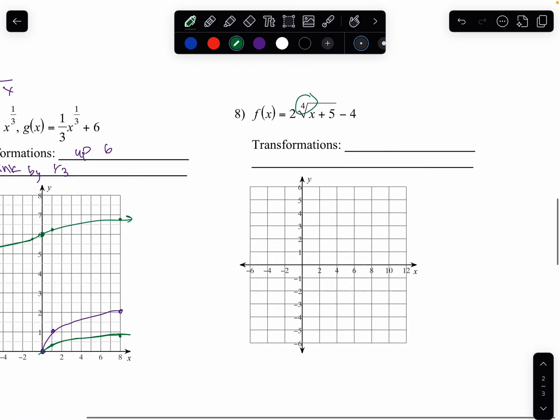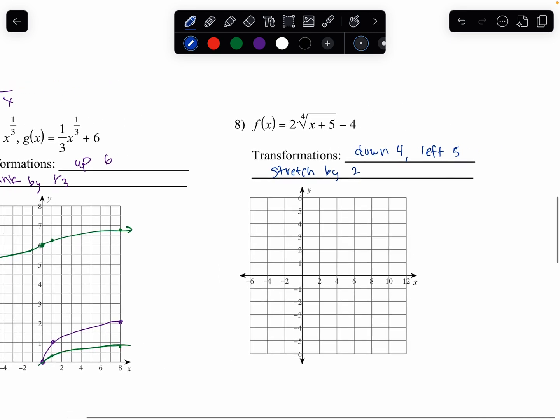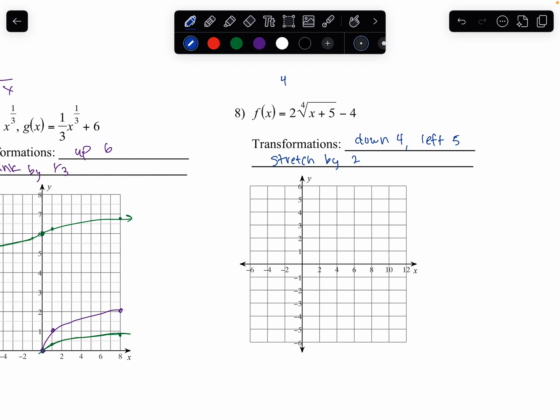Okay, here we have a fourth root. Fourth roots are going to look a lot like square roots, okay? And so let's think about this right here. So we have down 4. We have right here, that's going to be left 5. And then a stretch by 2. And so for this one right here, because it behaves a lot like the square root, let's first of all graph the parent function. So let's graph the fourth root of x.